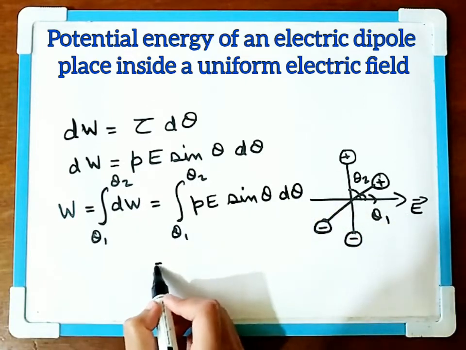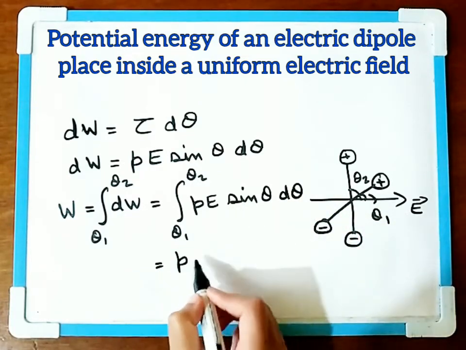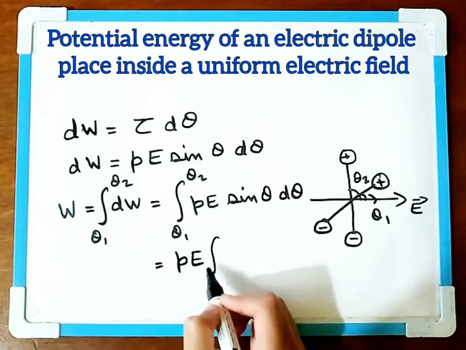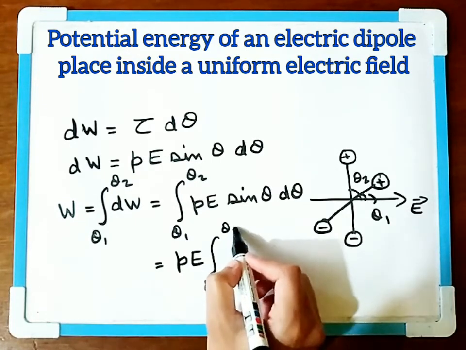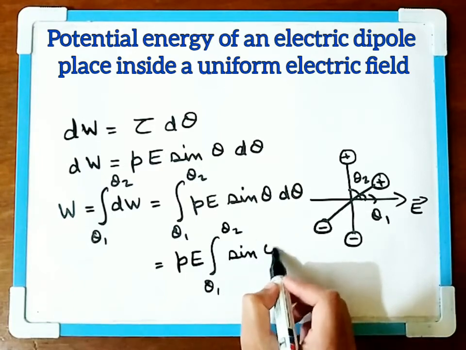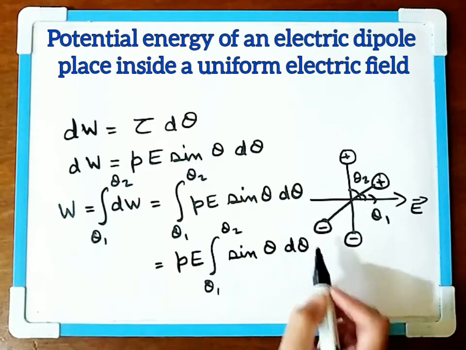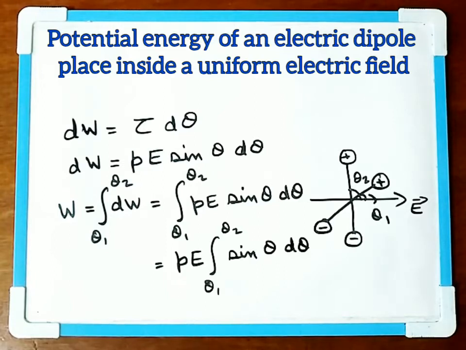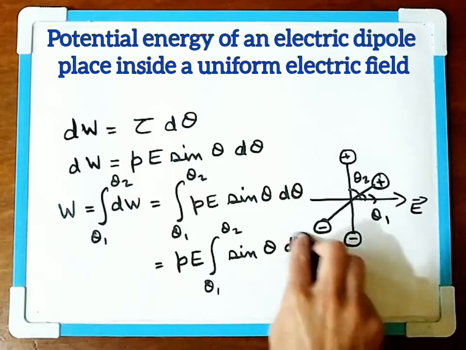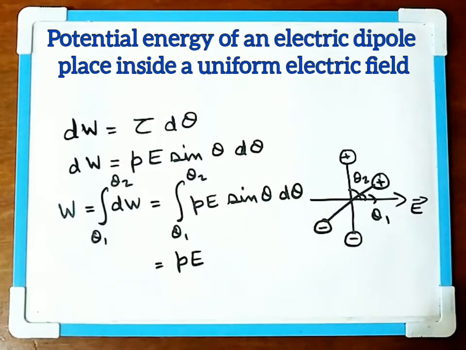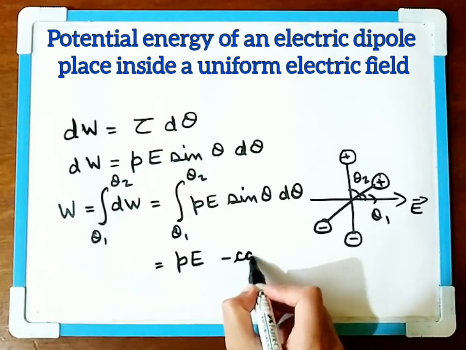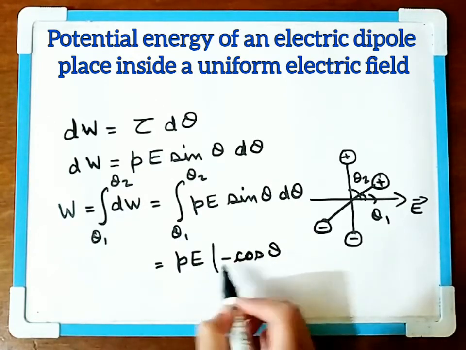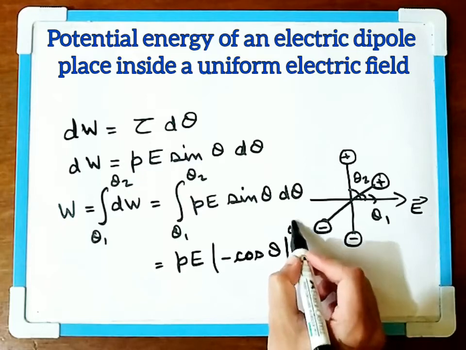Now PE is constant, so we take it outside of the integration. Then you have the integration of sine theta d theta, and this integration is equal to minus cos theta. From the mathematical formula, integration of sine is equal to minus cos. So instead of this integration, we write minus cos theta with the limits theta 1 to theta 2.